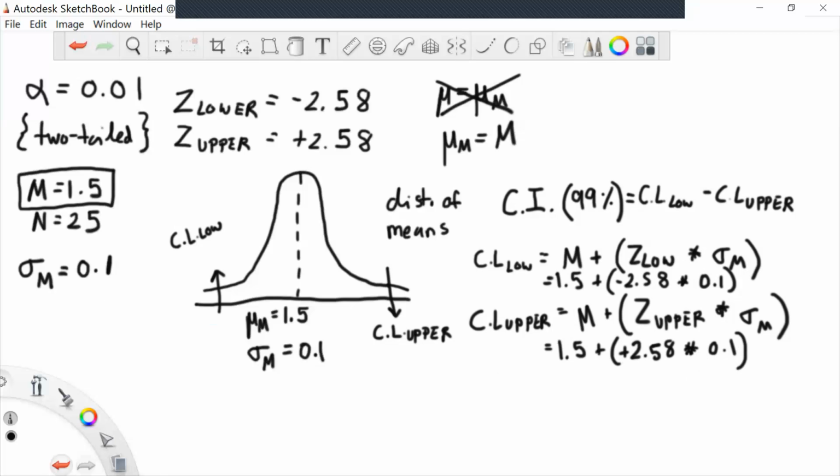So let me just quickly go to Excel to make sure that I've done the calculations correctly. 1.5 plus.